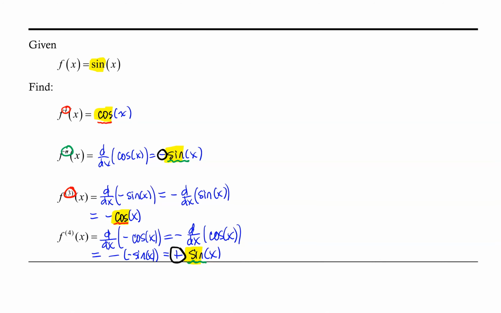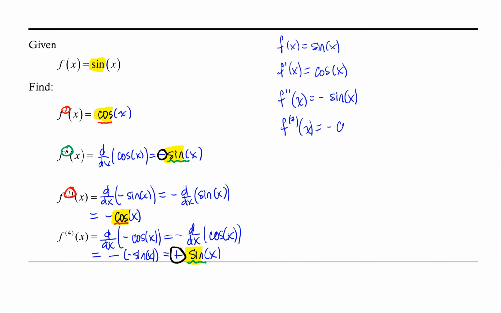So let's summarize a little bit here. We have f of x equal to sine of x, f prime of x equal to cosine of x, f double prime, or second derivative, equal to negative sine of x. The third derivative is equal to negative cosine of x. And then our fourth derivative is equal to positive sine of x.